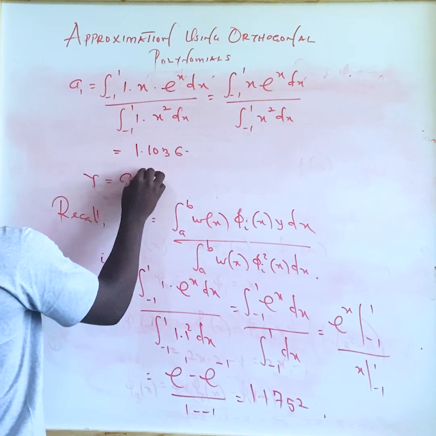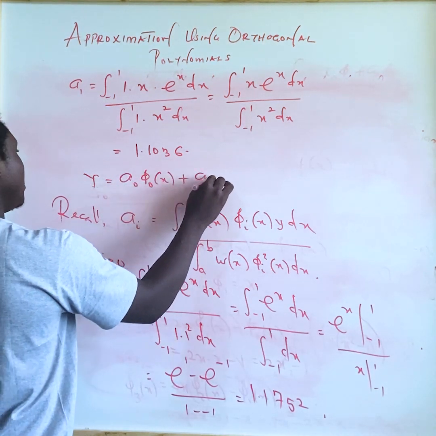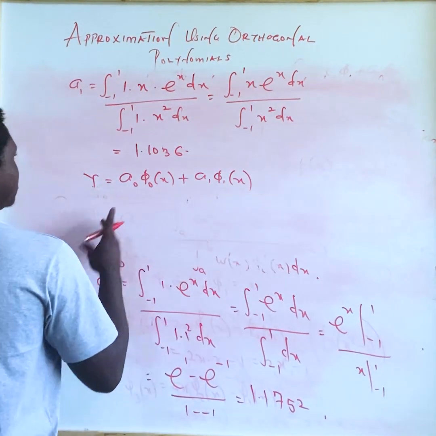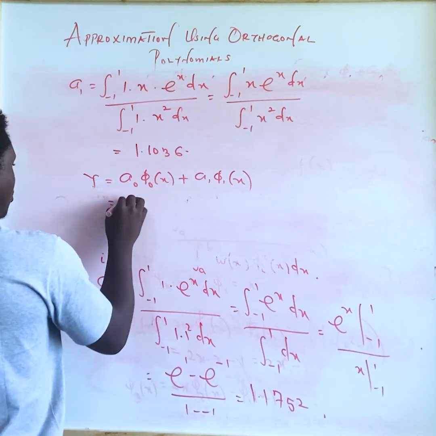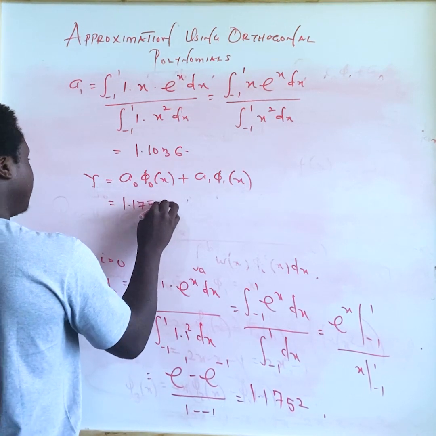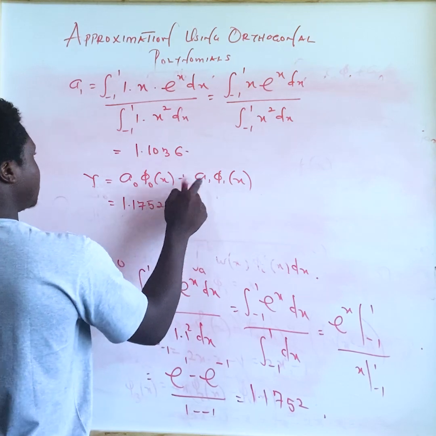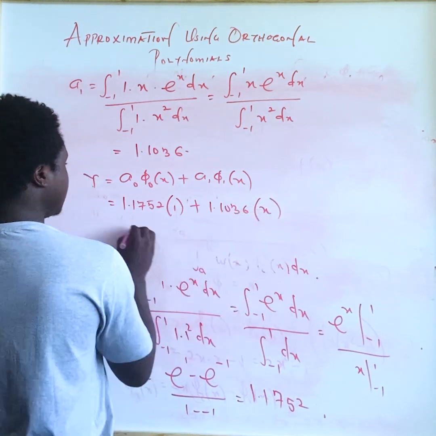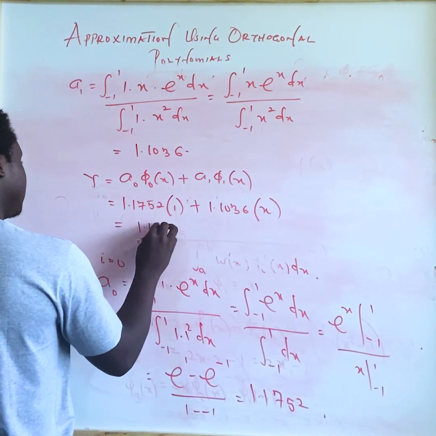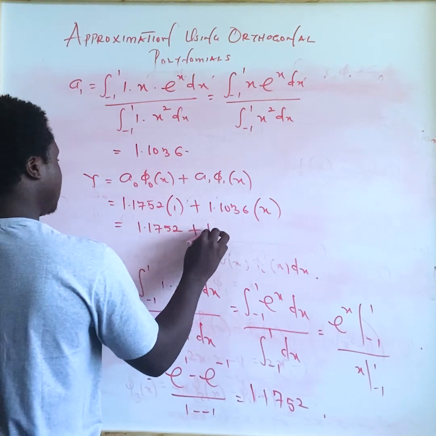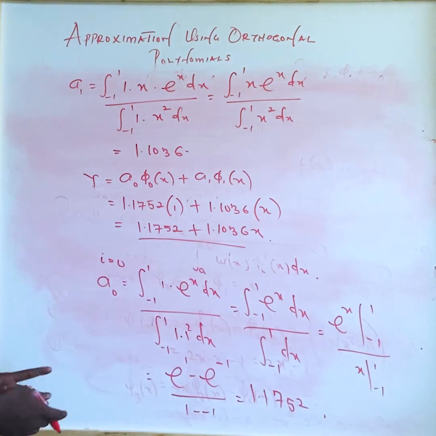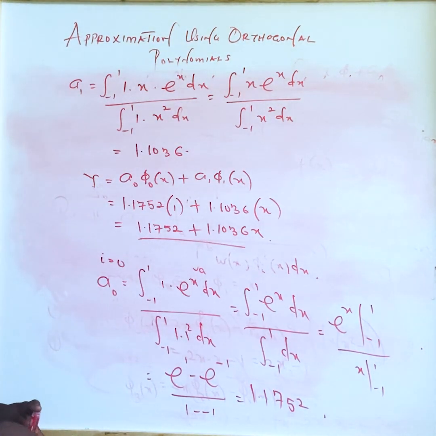So it means that the linear approximation of exponential x is given by y, which is supposed to be a naught phi naught of x plus a1 phi 1 of x. Our a naught is 1.1752, phi naught is 1, plus a1 is 1.1036, phi 1 is x. So we have 1.1752 plus 1.1036x. So this is the linear polynomial that approximates y equal to exponential x using the orthogonal polynomials.